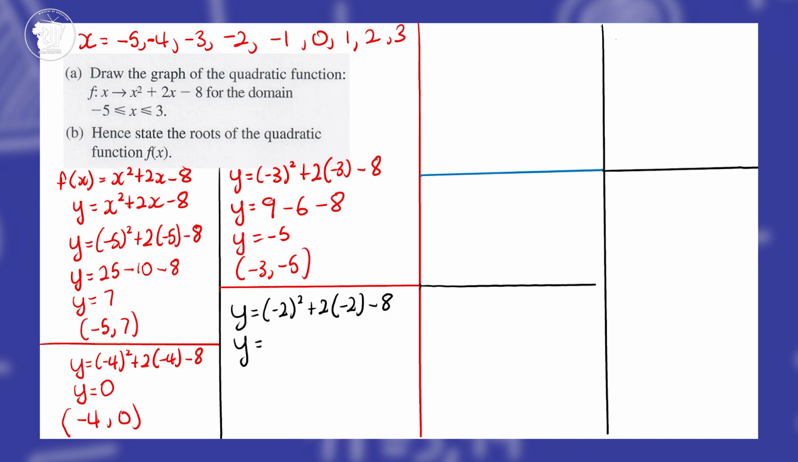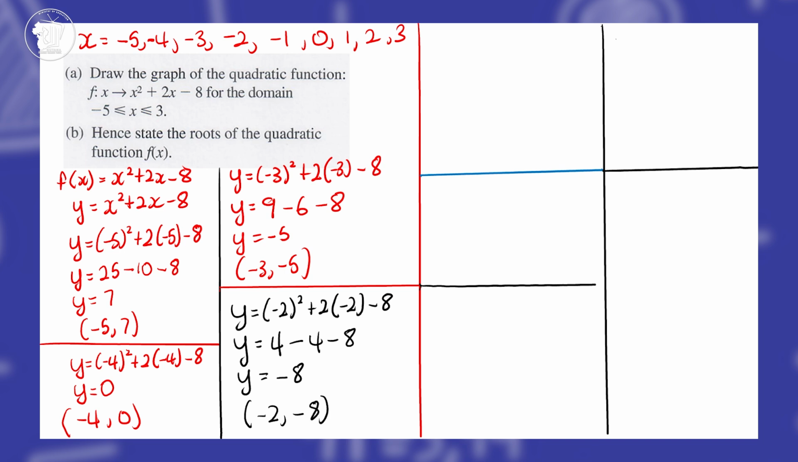So y will be equal to, so negative 2 squared would be 4. 2 times negative 2 would be negative 4 minus 8. Y will be equal to, 4 minus 4 would be 0. 0 minus 8 is negative 8. Hence our coordinates for here would be negative 2, negative 8.